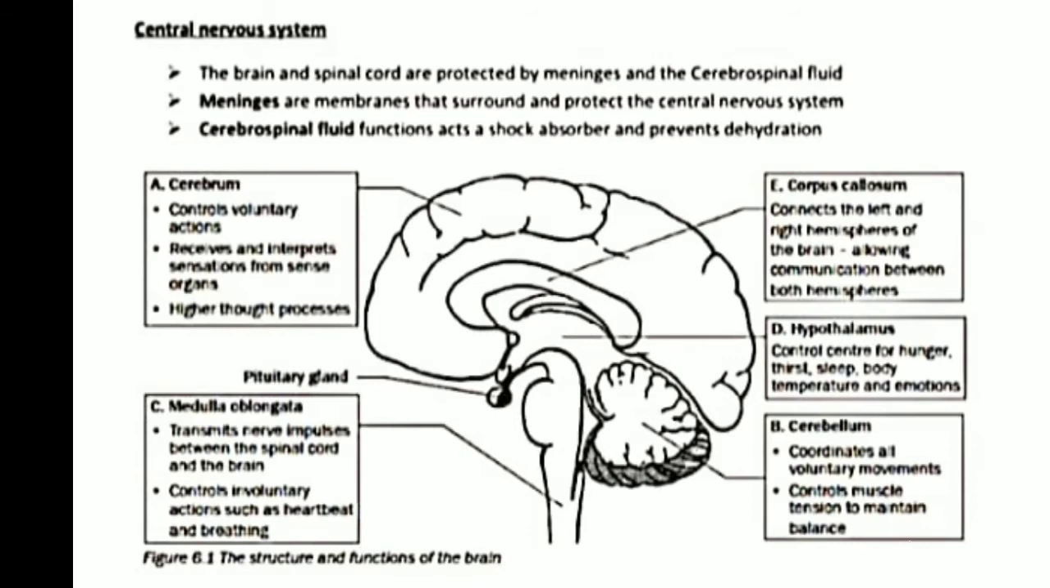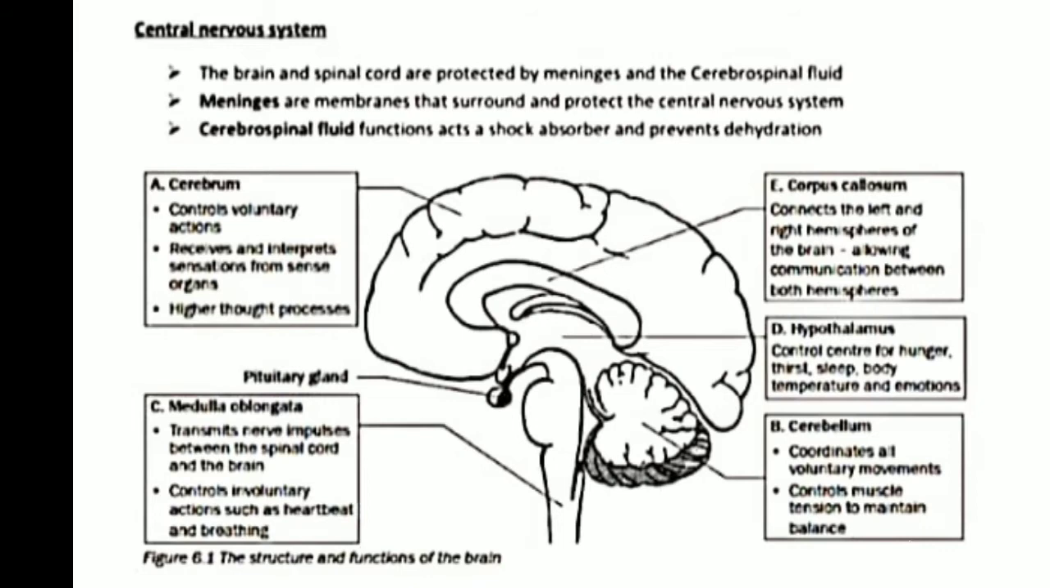Okay, now we look at the corpus callosum. Remember, the brain consists of 2 hemispheres. We have the right hemisphere and the left hemisphere. Between these 2 hemispheres, they are connected by the corpus callosum. So the first function of the corpus callosum is to connect the left and the right hemispheres of the brain. Secondly, it allows the 2 hemispheres of the brain to communicate.